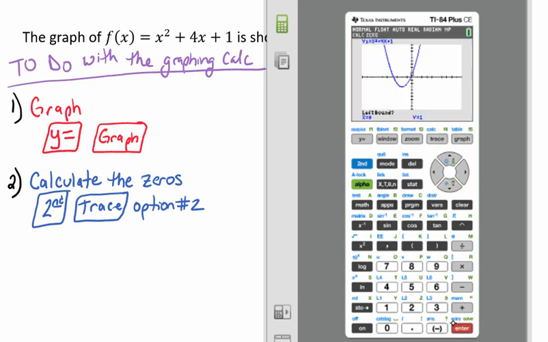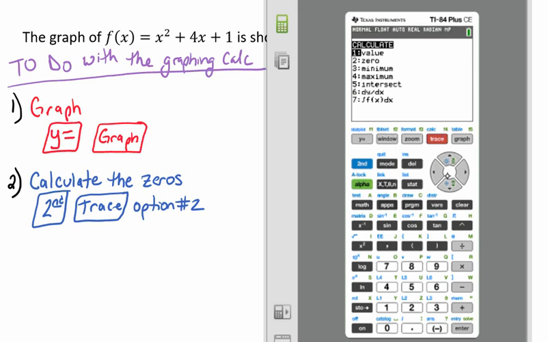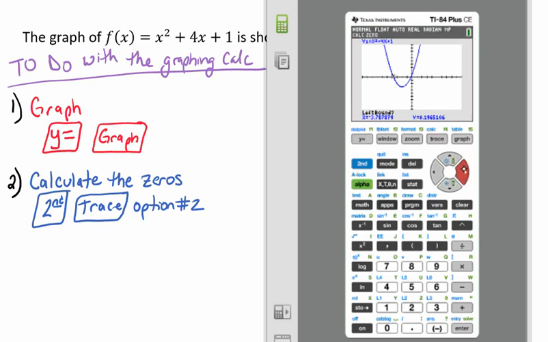From there, we have to find our left bounds and our right bounds as we did before. So that's where we go to the left side of our intersection point, then to the right side of our intersection point, and that's going to give us an estimate of about -3.73. Doing it again for our other intersection point, which looks pretty close to 0. So second, trace, option number 2.